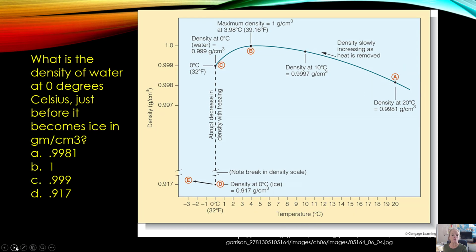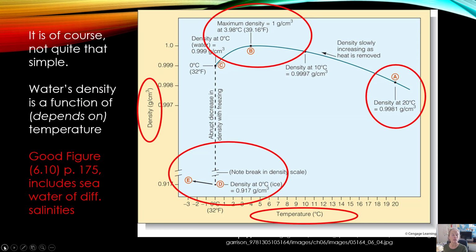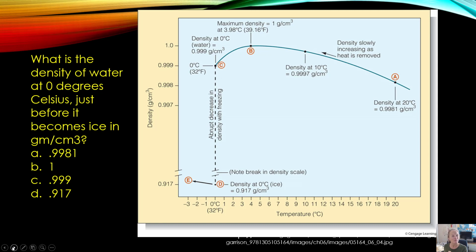And let's see here if there's anything else I wanted to show you. No, I guess I'm going to skip that. But you see, we have 0 degrees here at 32, and it's got a density of 0.999. And then when it actually freezes, it changes and becomes less dense. I hope I have a picture of it changing. All right. So let's see. I ask here, what is the density of water at 0 degrees Celsius just before it becomes ice? Well, we just looked at that.